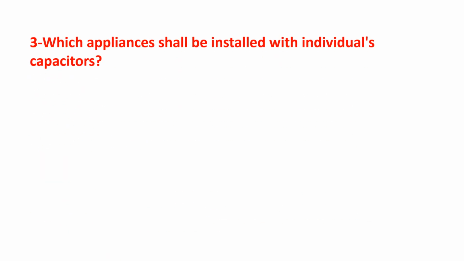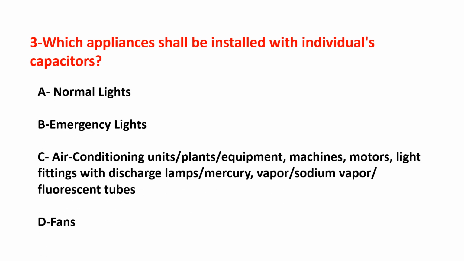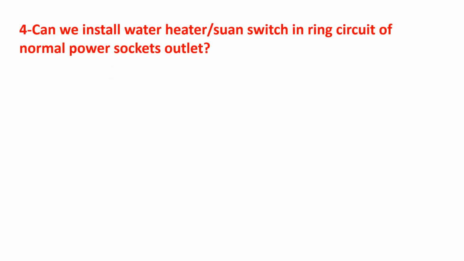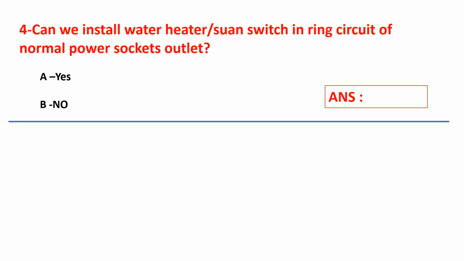Question number 3. Which appliances shall be installed with individual capacitors? Normal lights, emergency lights, air conditioning units, plants, equipment, machine, motor, lights, etc., and fans. Select your answer here. Question number 4. Can we install water heaters and sauna switches in a ring circuit of normal power socket outlets? Yes or no? Select your answer here.